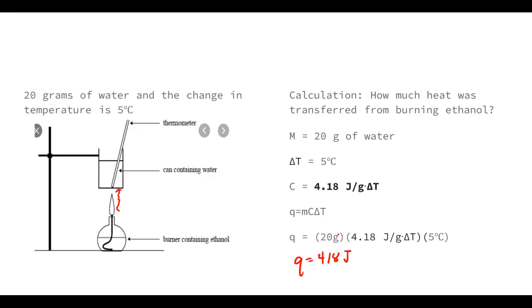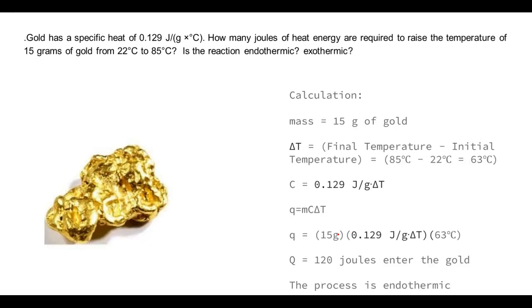Now we can do any of these specific heat capacities, or these what we call enthalpy equations, with any material. We've always been using water. Whenever we use water, we always use that 4.18 joules per gram change in temperature. But in some cases, we can actually use different metals. So what happens in this case where I have gold, and I'm going to want to raise its temperature from 22 degrees to 85 degrees, and I have 15 grams of it.